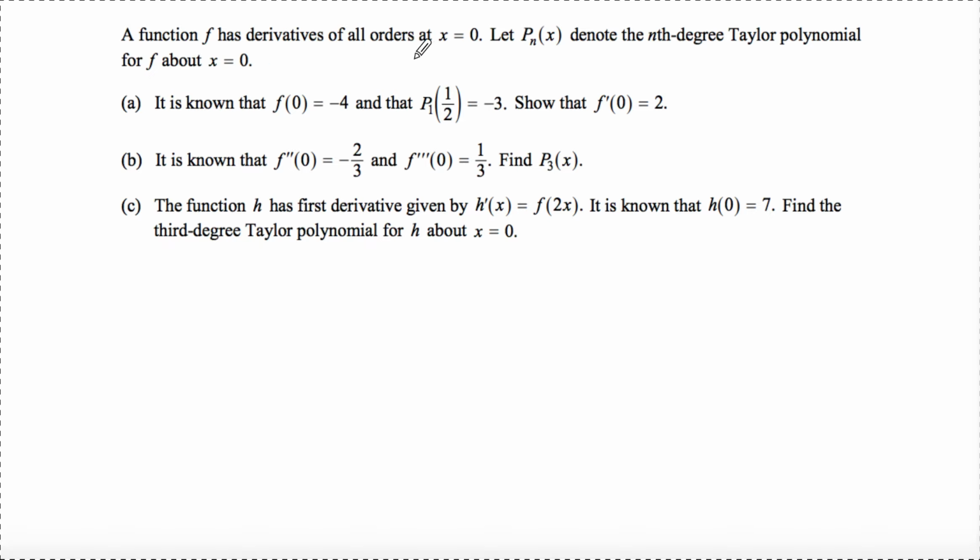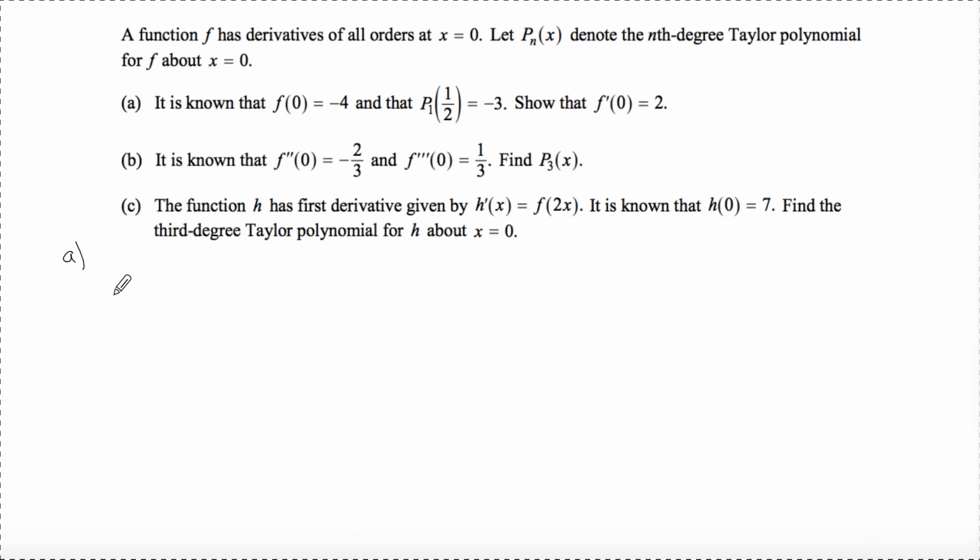A function f has derivatives of all orders at x equals 0. Okay, derivatives of all orders at x equals 0. P sub n of x denotes the nth degree Taylor polynomial about f at x equals 0. Okay, we're talking about Taylor polynomials here. Great. Gives me a point of reference for what I might need to do. All right, so part A here, what does it say?